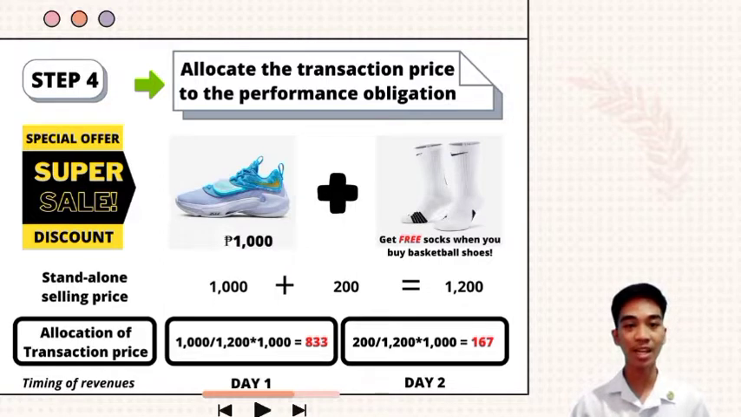Halimbawa, mahilig ka o collector ka ng mga basketball shoes at nakita mo yung special promotion na to. Sinasabi sa sale na kapag binili mo yung basketball shoes for 1,000 pesos, you will also get free basketball socks. Pero in the accounting point of view, the shop, the Nike for example, has two performance obligations, yung shoes at yung socks. At yung transaction price is yung 1,000 pesos na babayaran mo. Which, sinabi natin sa step 3, the transaction price is the amount that an entity is entitled to.